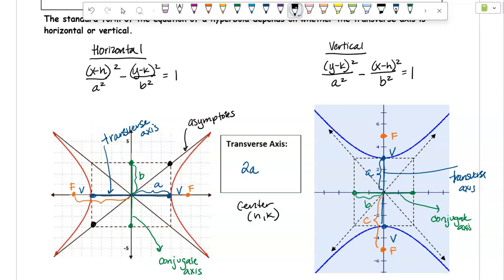We have these asymptotes, and these asymptotes are kind of our boundaries. All we do when we plot these is make a little rectangle with our a and b values, connect the diagonals to draw those asymptotes, and then graph the one point on each vertex, and graph a curve that doesn't go beyond those asymptotes.